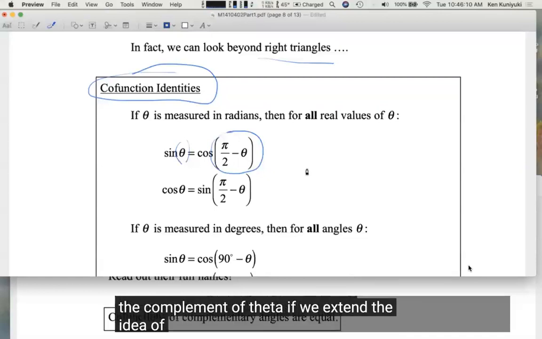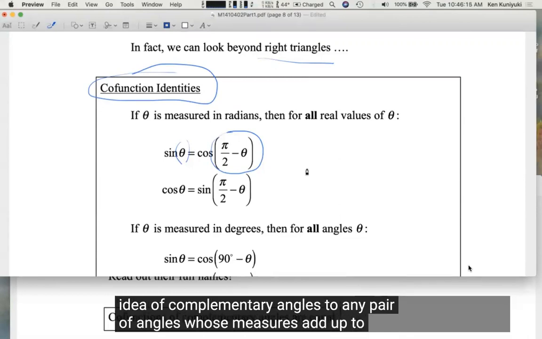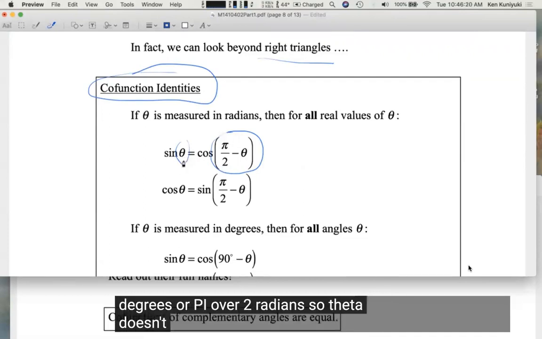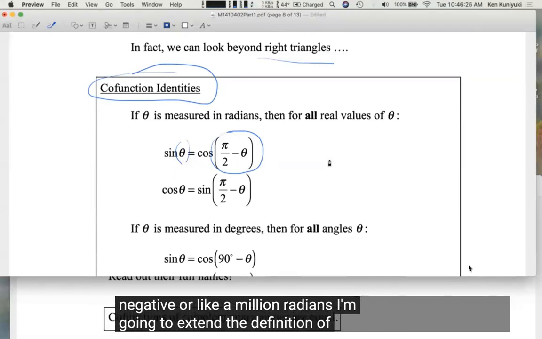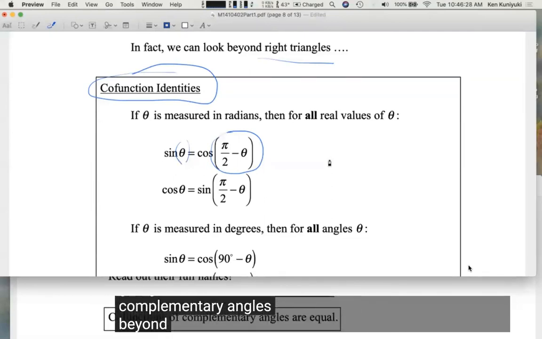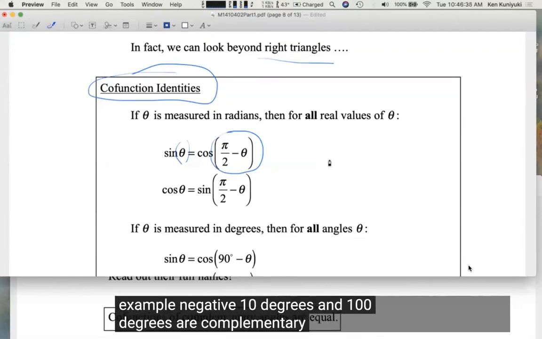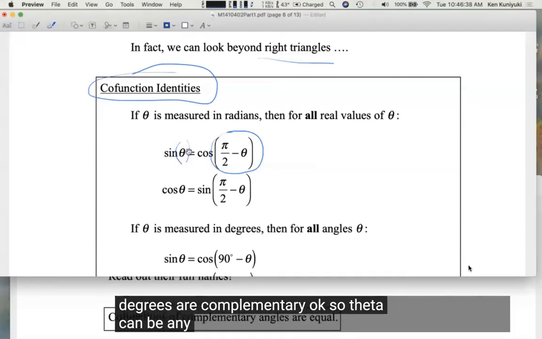If we extend the idea of complementary angles to any pair of angles whose measures add up to 90 degrees or pi/2 radians, then theta doesn't have to be acute. Theta could be negative or like 1,000,000 radians. I'm going to extend the definition of complementary angles beyond Math 104. So we can say, for example, -10 degrees and 100 degrees are complementary. Okay, so theta can be any real number, any angle as a real number in radian measure. I claim this is the complement.